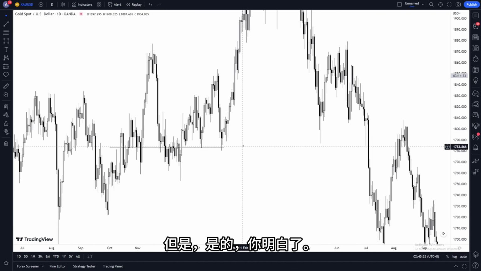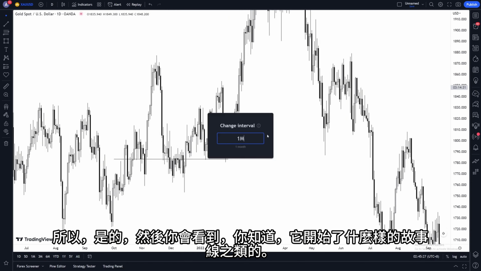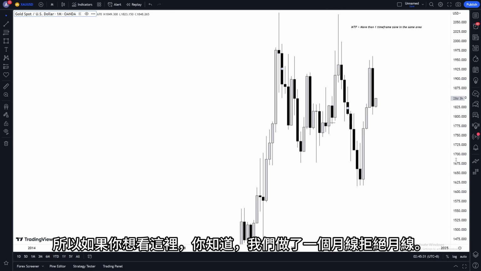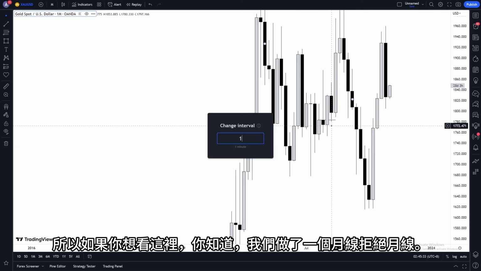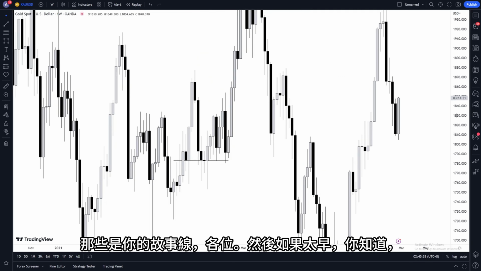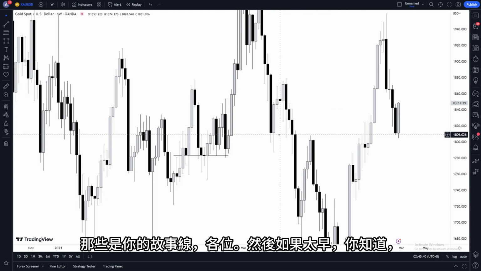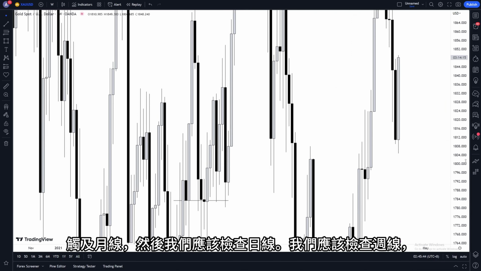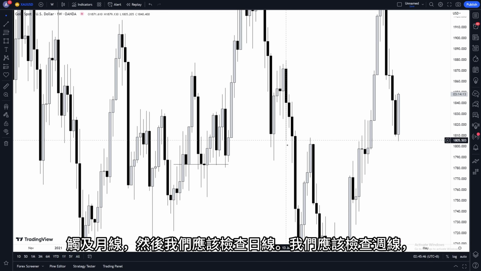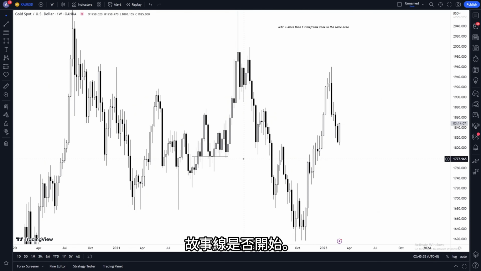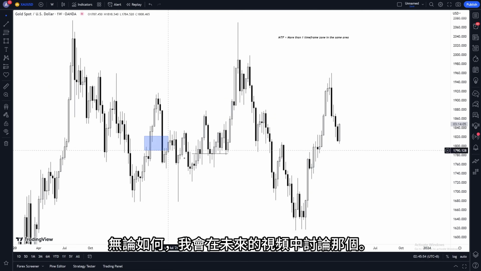And then you would see what sort of storyline it started and things like that. So if you want to look at it over here, we did a monthly reject monthly. Those are your storyline, guys, and then it broke up on the weekly. If it's too early, then we would do monthly reject monthly is what I'm trying to say. Monthly reject the monthly, and then we should check the daily, we should check the weekly, whether the storyline started or not. We'll get into that anyway in future videos. I'm already slurring on my words, bro.